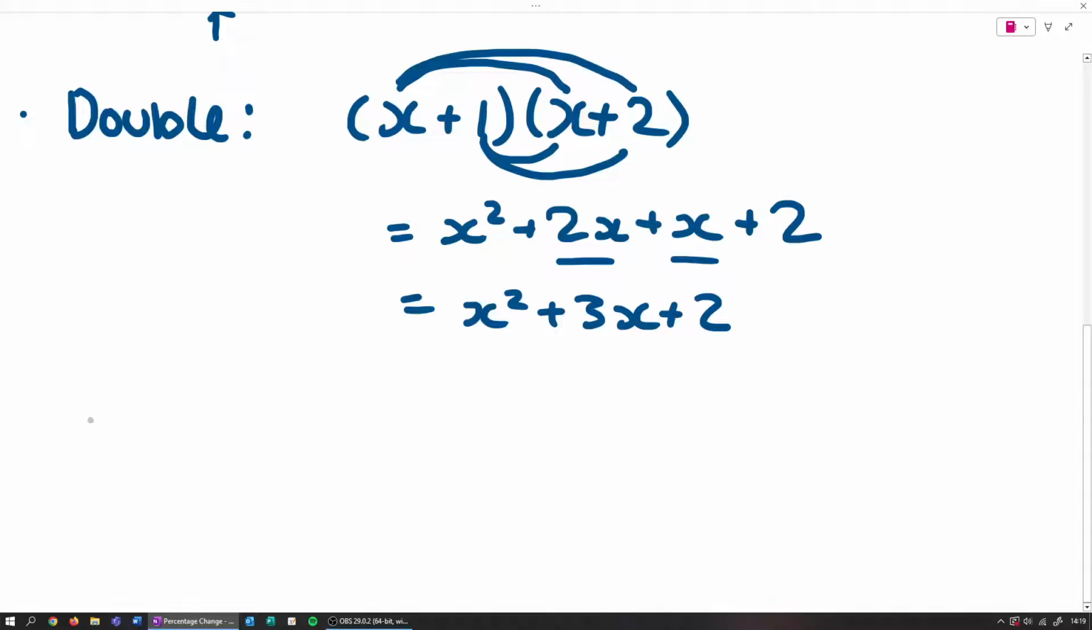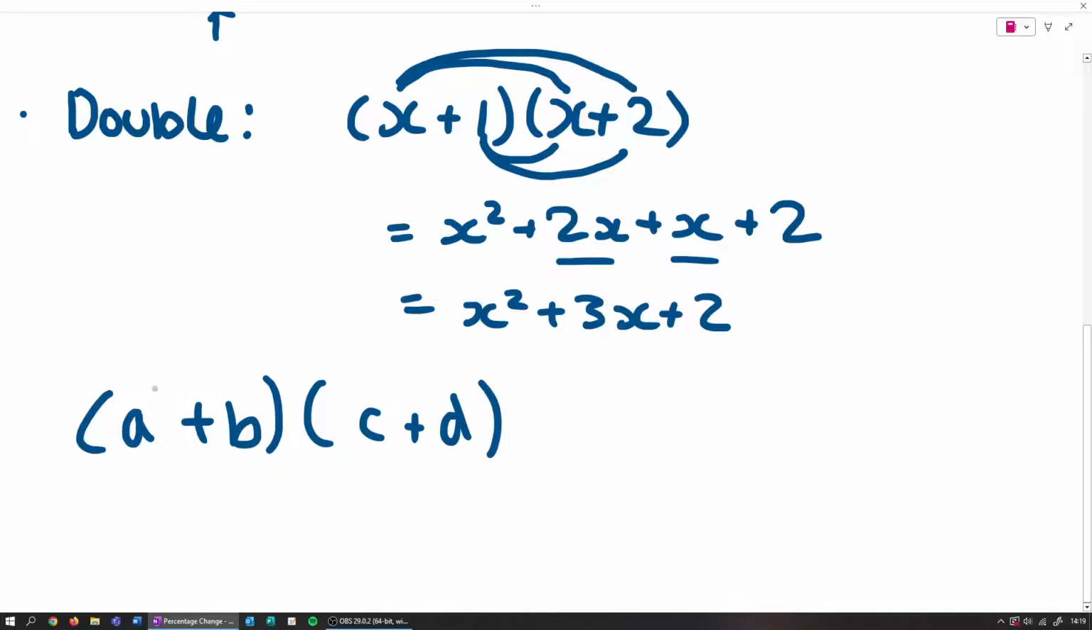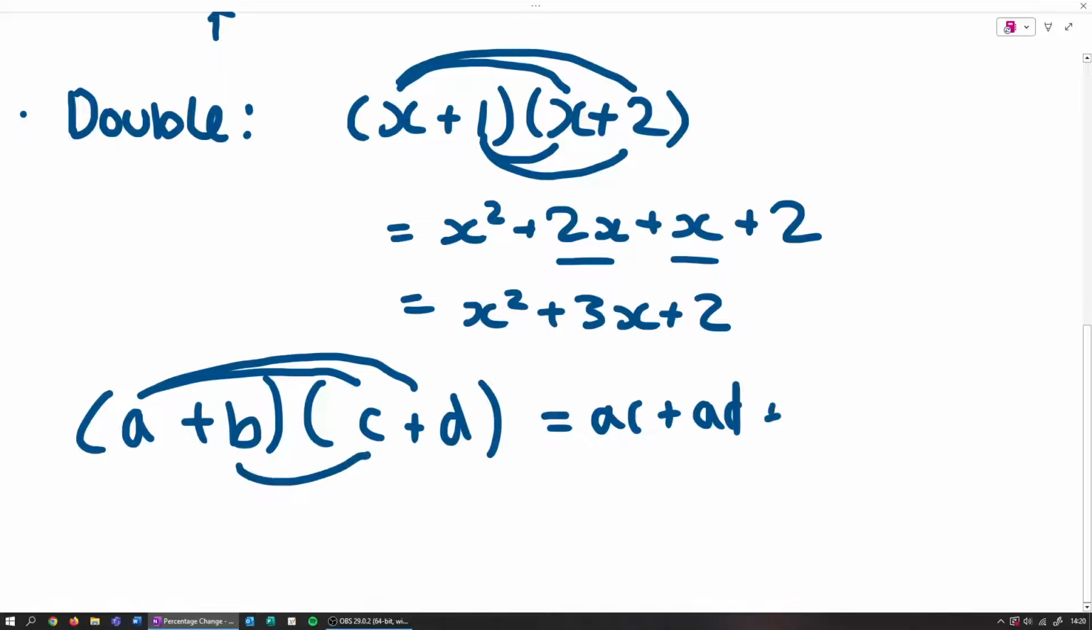Okay, another example. This one is going to be completely in terms of letters again, just to show you it is the exact same thing. So we will have a times c, we'll have a times d, then b times c, then b times d. Okay, and so expanding out single and double brackets is really nice.